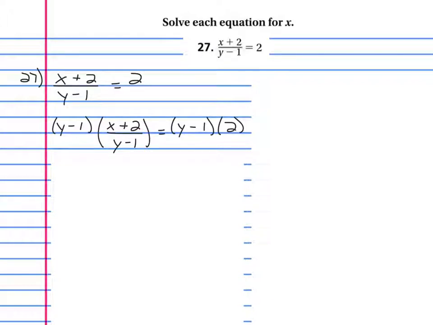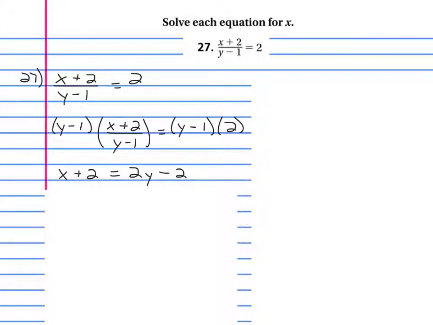So this cancels that, leaving x plus 2. And this distributes through to get 2y minus 2. So then we get x plus 2 equals 2y minus 2.